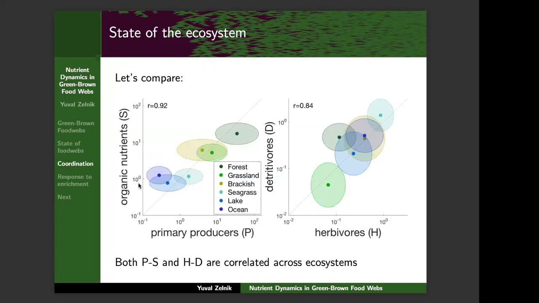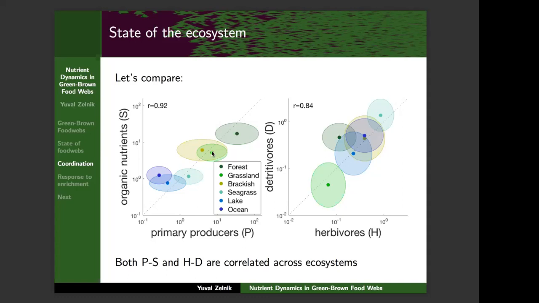So here I'm comparing the organic nutrients, soil organic matter, if you will, versus the primary producers. These are the two pillars of the system. The primary producers on the one hand, and on the other hand, the organic nutrients that come mainly from the primary producers but nonetheless act in a somewhat similar way. And here we have the detritivore biomass versus the herbivore biomass, which in turn consume these two things. The detritivores consume the organic nutrients in soil organic matter form, and the herbivores consume the primary producers directly.